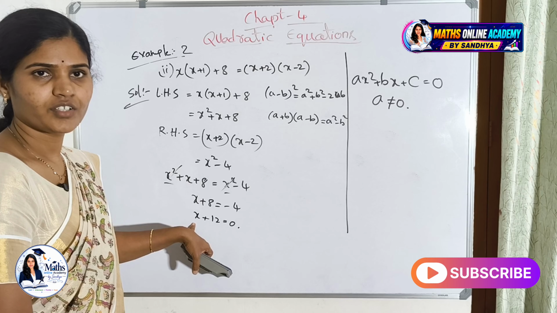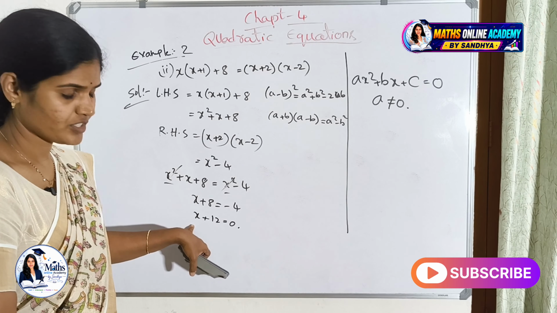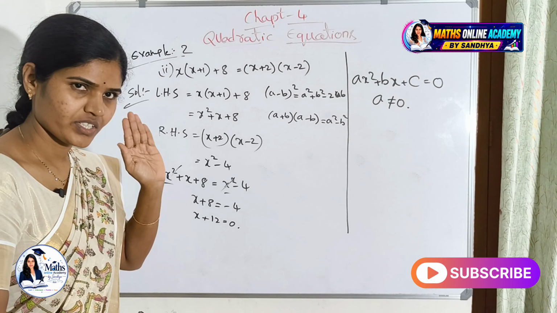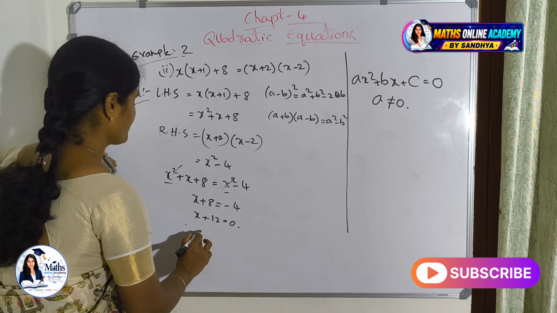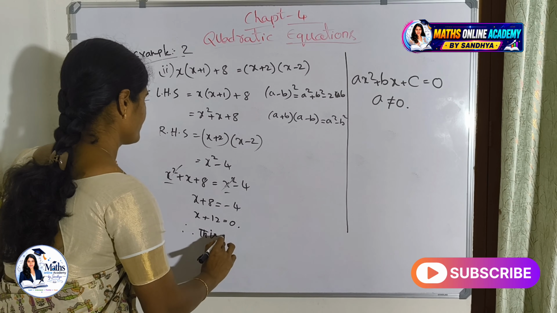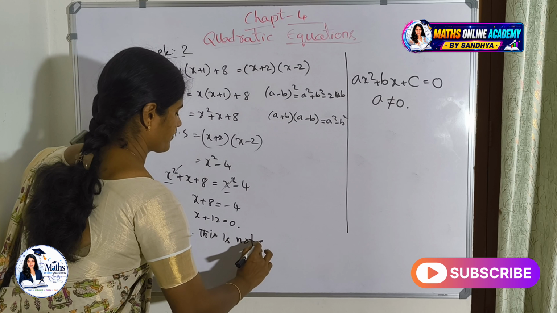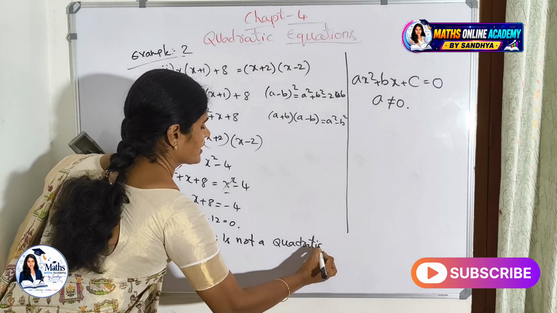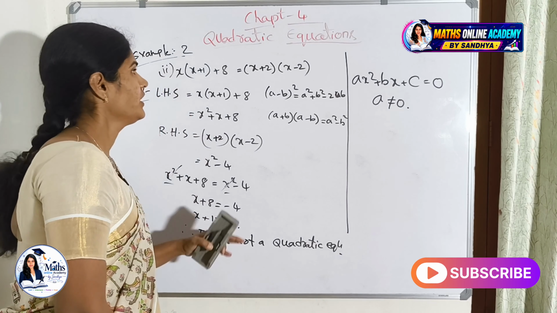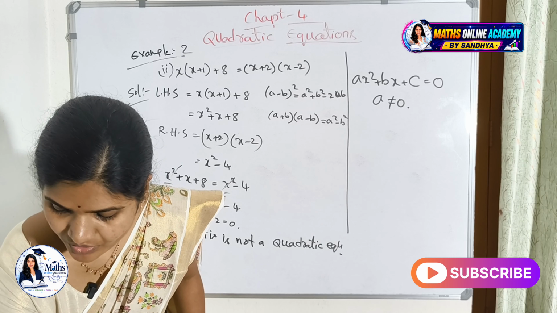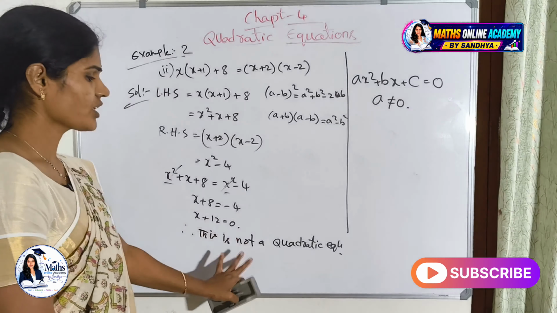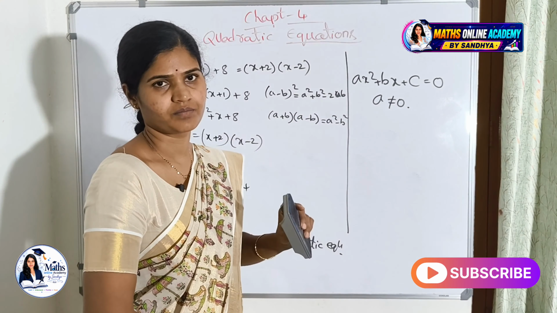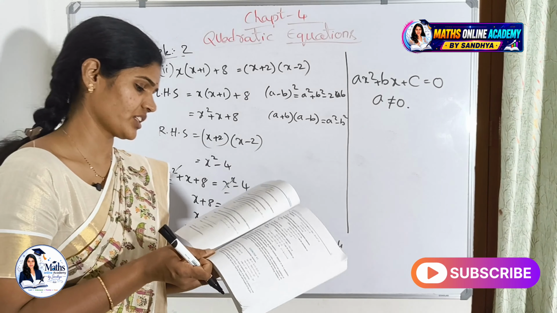What is the degree of this equation? 1. So not 2. Not 2 means this is not a quadratic equation. Here the question mentioned, check whether the following are quadratic equations or not. This is not a quadratic equation. Why? Because it is not in the form of ax square plus bx plus c. Okay.